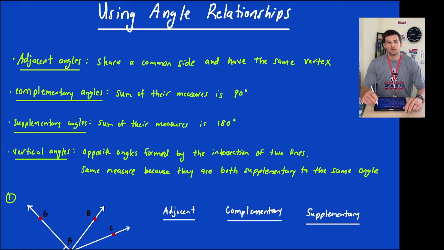Hello everyone, in this video we're going to talk about how we can use some angle relationships. So we're going to talk about four special relationships with angles in this video. They are adjacent angles, complementary angles, supplementary angles, and vertical angles. So let's talk about the definition for each of those, and then we'll look at three separate examples.